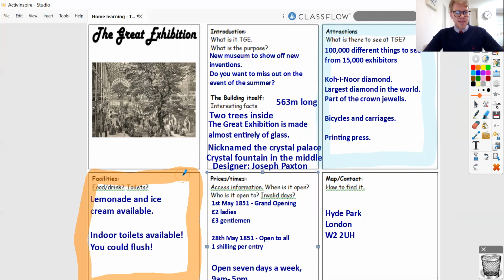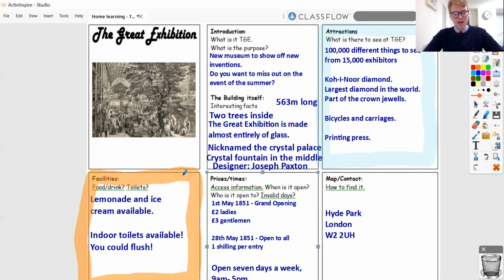So when we're talking about facilities, I would say a good thing to do in that section is going to be talking about the food and drink, and we can be really descriptive about those new things which are on sale, lemonade, ice cream. We can really sort of describe those and make those sound great. And also, yes, a little bit about the toilets. I'm sure you can have some fun with that.